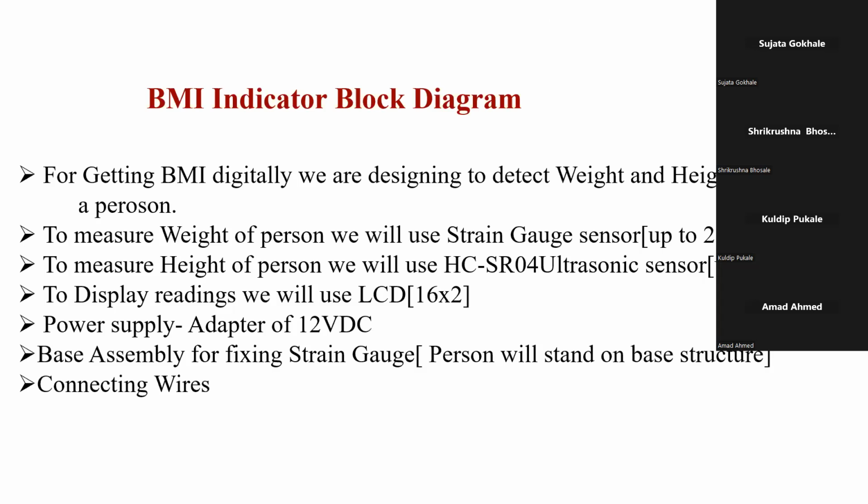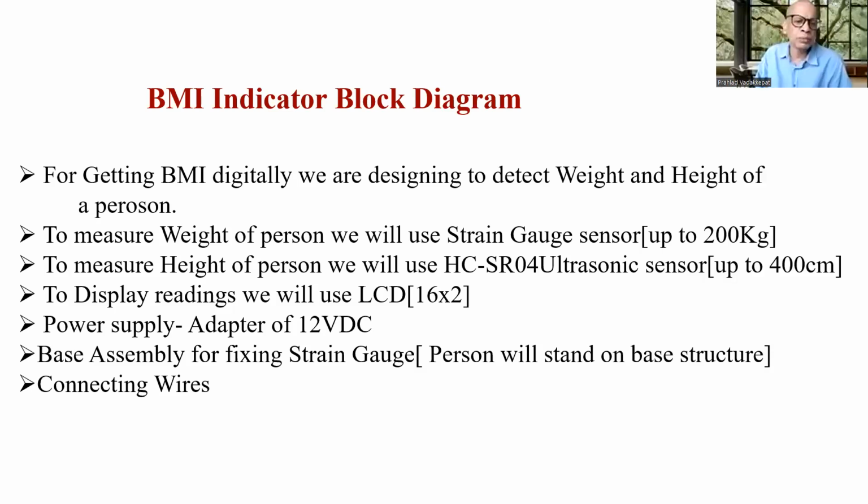Another group presentation. Person measure. Okay, this is more on the specific. And when we use a strain gauge, we have to see what the sensitivity and accuracy will be, like that. Ultrasonic. Okay, power supply, assembly, connecting wires. So this is more of a specification. So the need analysis is more like the previous one.